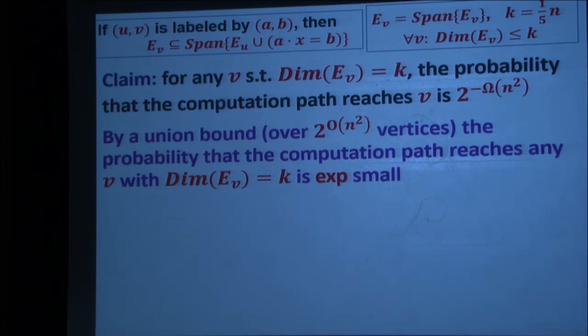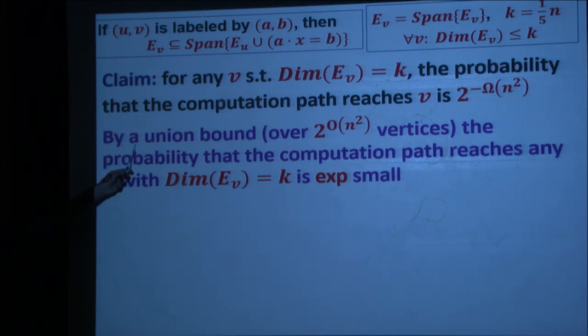Now what I want to prove is that fix one vertex V with dimension of EV equals K. One vertex. Now what I claim is that the probability to reach that particular vertex is 2 to the minus omega n square. It's very, very small. It's crucial that it will be here 2 to the minus omega n square. And this is the power of this proof, this 2 to the minus omega n square.